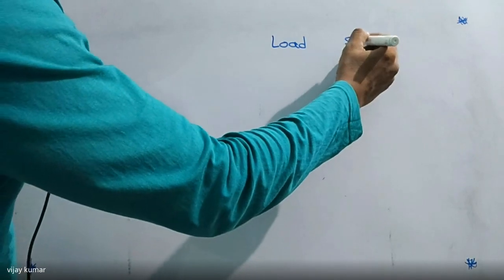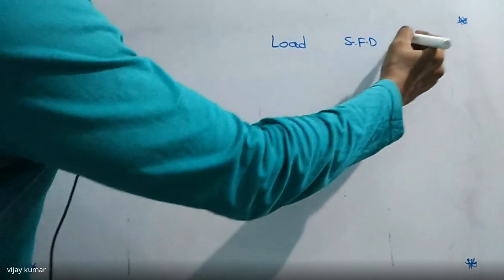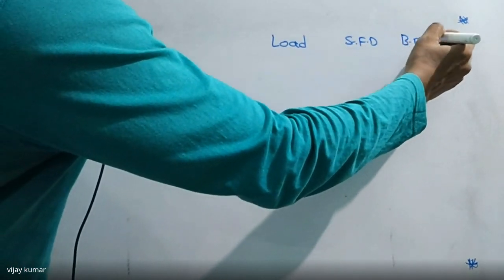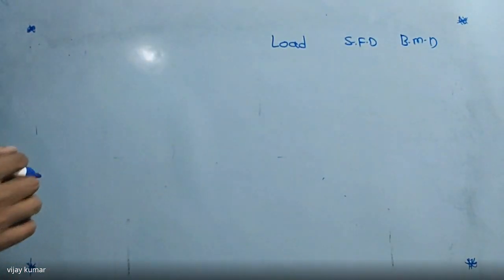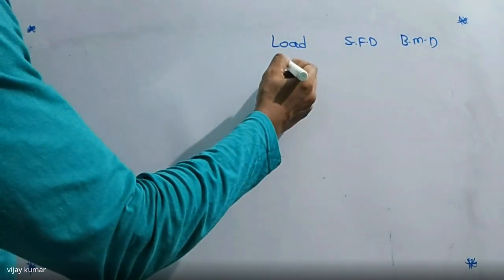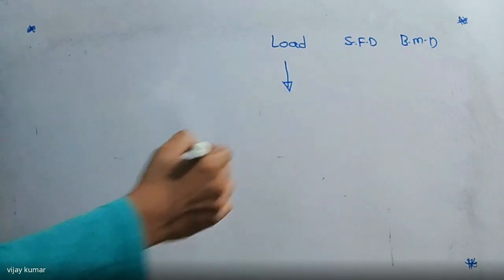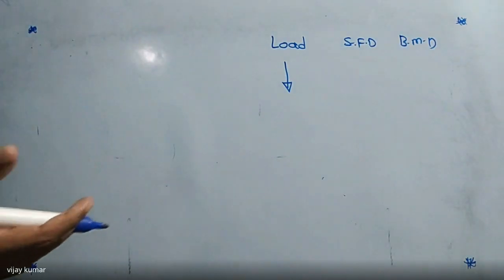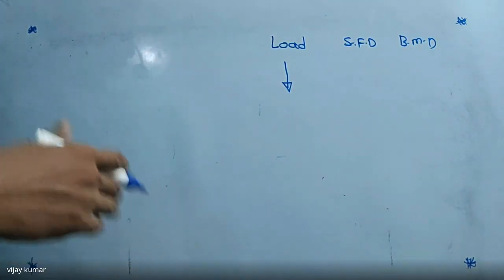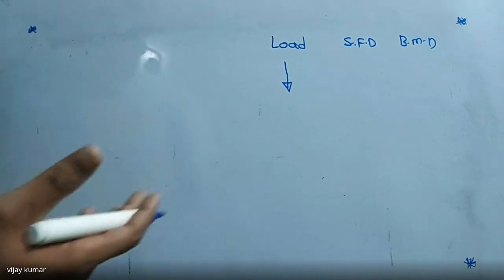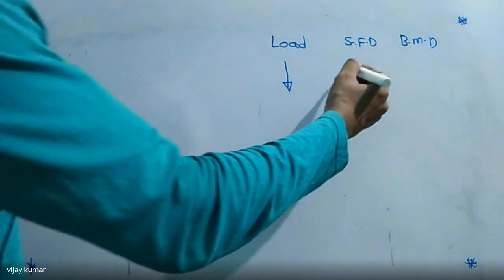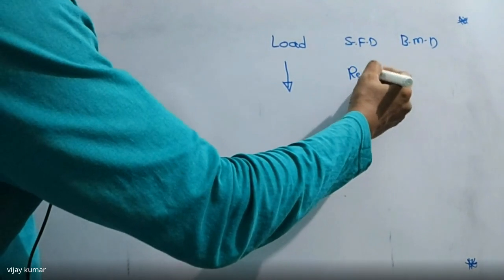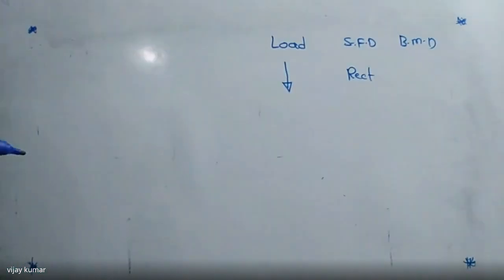Here I'm writing shear force diagram, SFD, and here I'm writing bending moment diagram. So in case of point load, if you take any type of beam, when the beam is subject to a point load, what is the shape of the shear force diagram? It is always a rectangle. Remember that one.